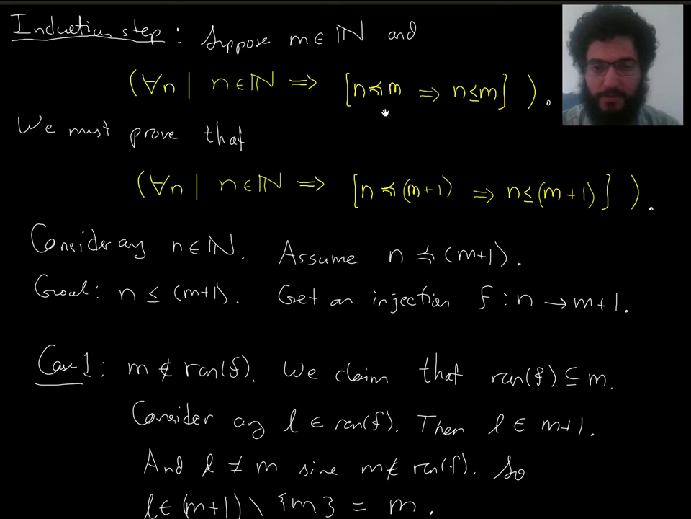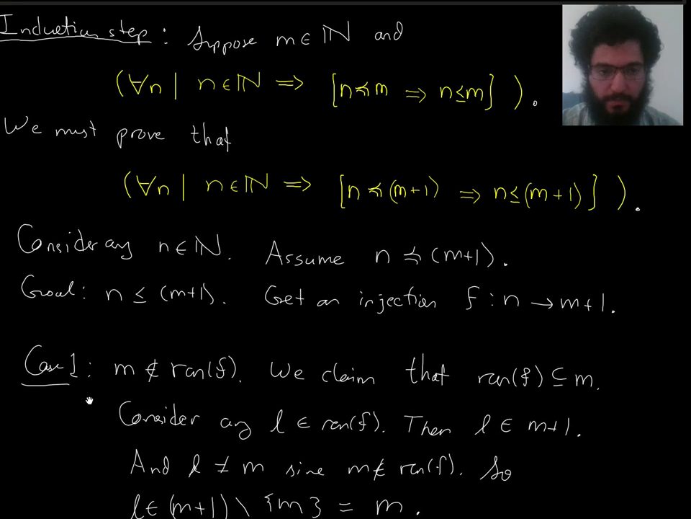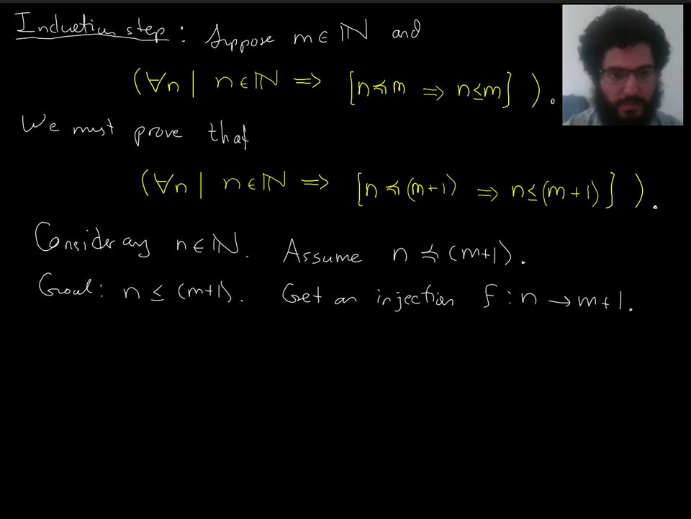We want to somehow use our induction hypothesis, so in the back of our minds we're thinking, can we somehow get an injection from something to m? I say something, it doesn't have to be n because this is bound here by the universal. Okay, so case 2, m is in the range of f. How about I move case 1 out of the way here so we can see everything in one screen. All right, there we go.